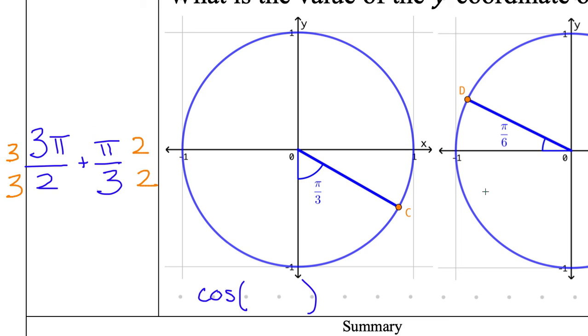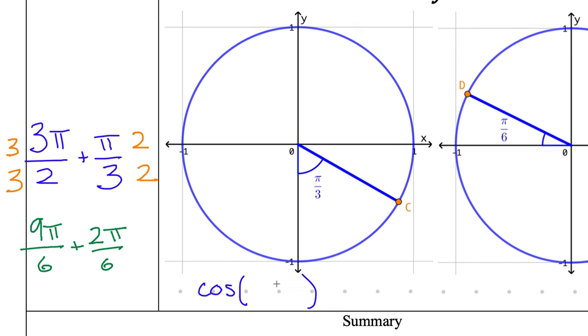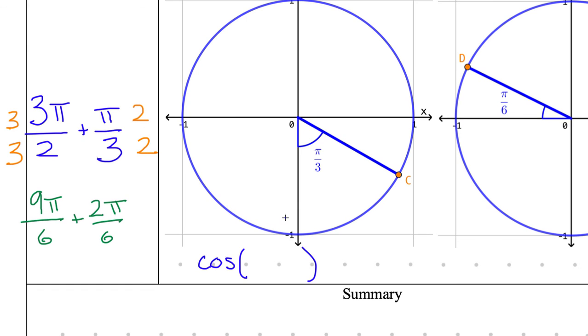All right, yes, Ellery. Can you also just cancel out those 3s? You can't cross-cancel the 3s unless this is a multiplication symbol. Good question. Then you would have 9 pi over 6 plus 2 pi over 6, for a total of 11 pi over 6. There it is. Thank you, Ellery.